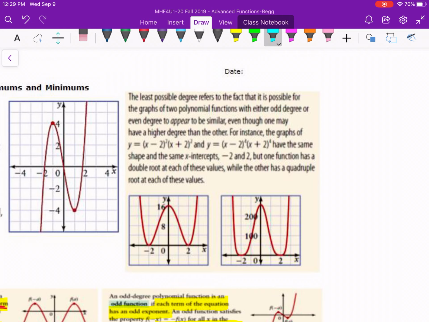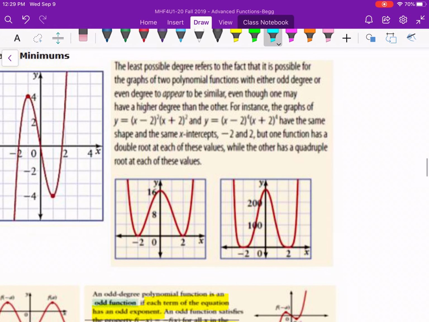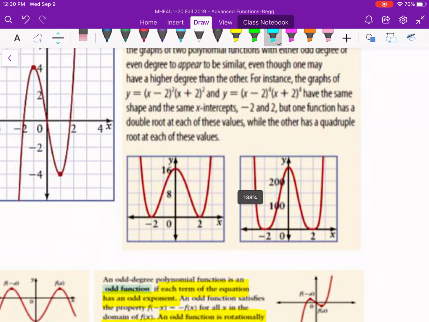The least possible degree refers to the fact that it is possible for the graphs of two polynomial functions of either odd degree or even degree to appear similar. Sometimes they do look very similar, even though one may have a higher degree than the other. For instance, these two graphs here below look really similar.